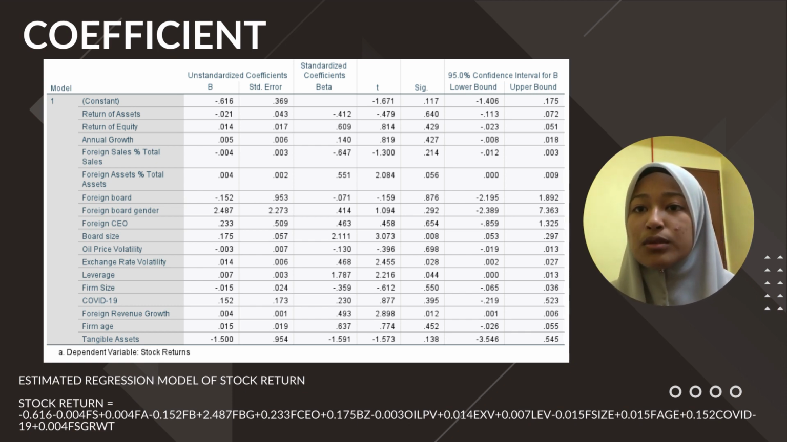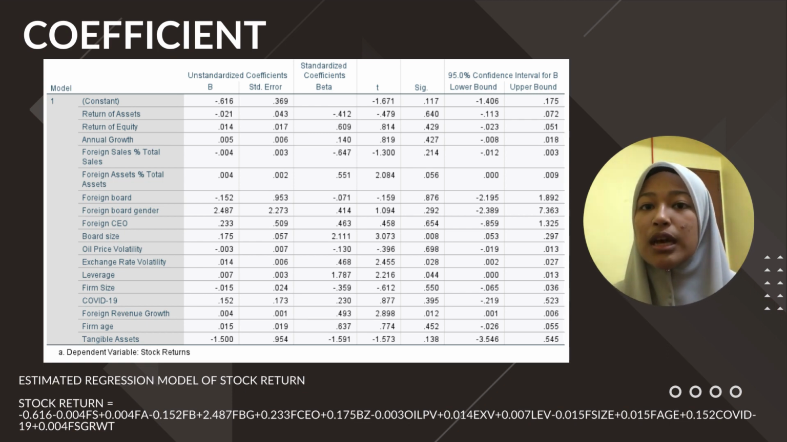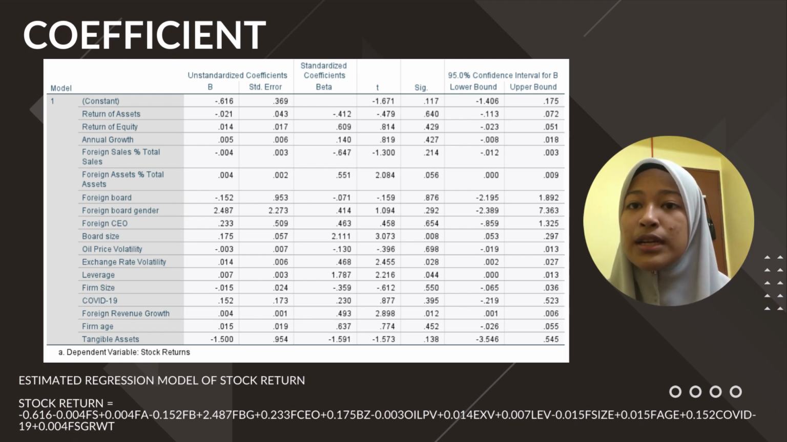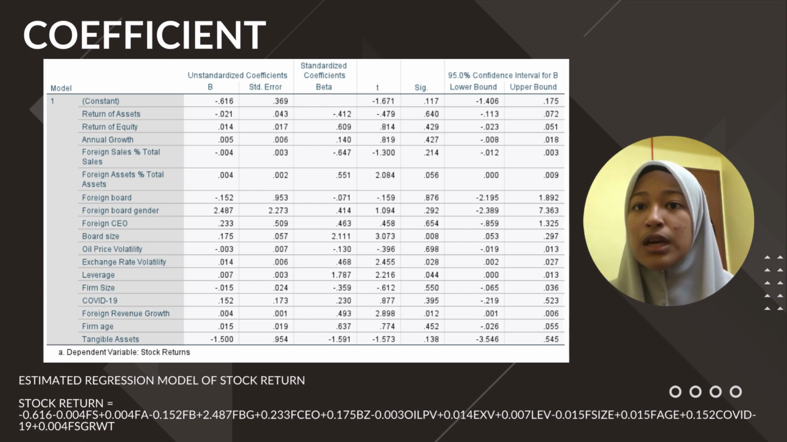Furthermore, Fs growth is statistically significant with a significant value of 0.004 since it is smaller than p greater than 0.05. It is also suggested that there is a positive link between Fs growth and stock return. Finally, F size is statistically significant with a significant value of negative 0.015 because it is smaller than p greater than 0.10. It is suggested that F size and stock return have a negative association.